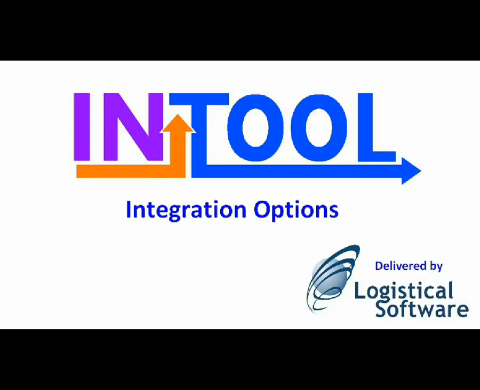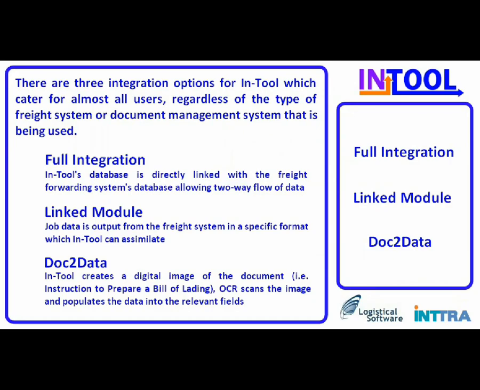Intel integration options. There are 3 integration options for Intel which cater for almost all users, regardless of the type of freight system or document management system that is being used. Full integration. Intel's database is directly linked with the freight forwarding system's database, allowing two-way flow of data. Linked module. Job data is output from the freight system in a specific format which Intel can assimilate.